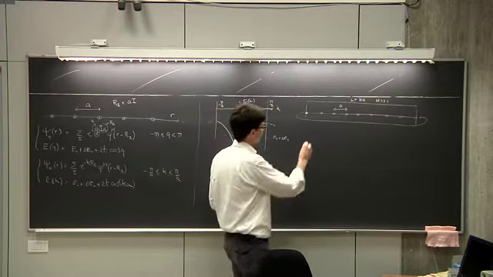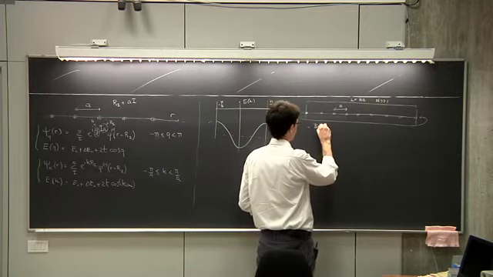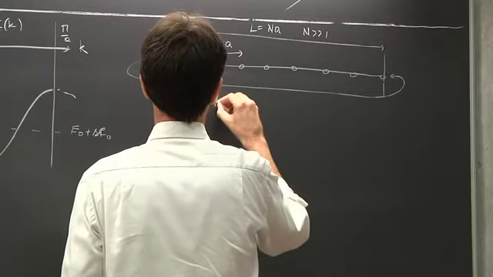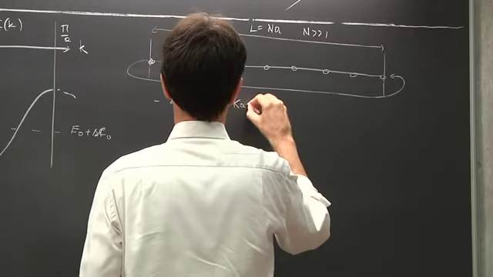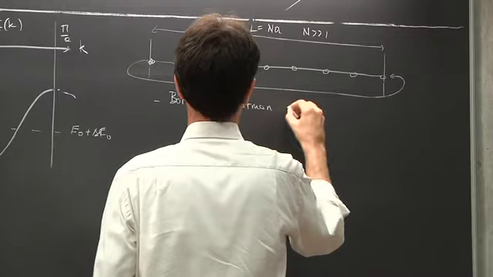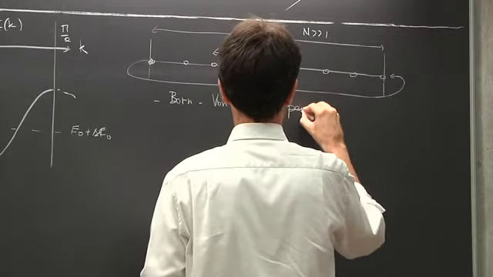This kind of trick goes under the name of Born-von Karman periodic boundary conditions.